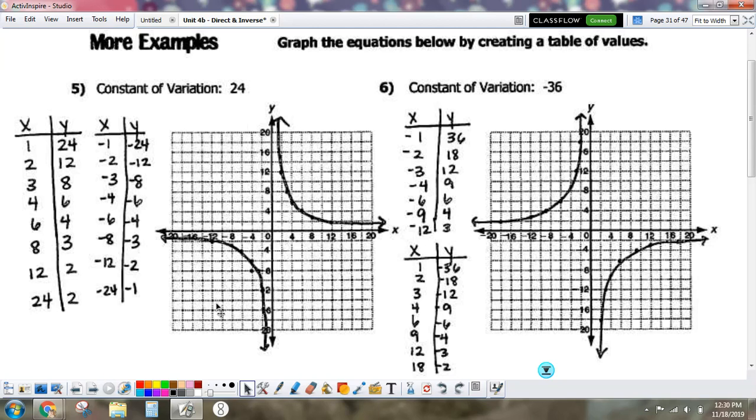And then obviously the negative ones for quadrant 3. For the negative constant, as you can see, it is in quadrants 2 and 4. Your negatives match up with a positive, and your positives match up with a negative. So this is what your graph should look like for a positive constant and a negative constant.